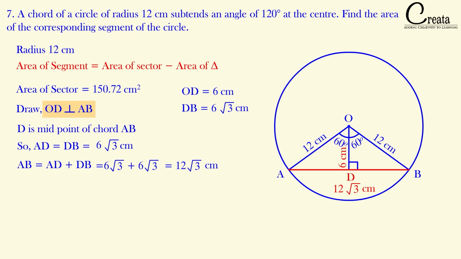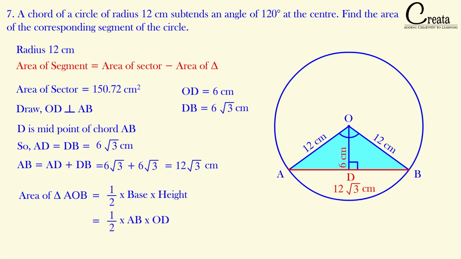So let's take the complete triangle OAB whose area we are calculating. And we know the area of a triangle is half into base into height. For this triangle, the base is AB, the chord AB, which we have just calculated as 12 root 3, and perpendicular is OD, which we have calculated as 6 centimeter. Let's solve it. We got area of the triangle AOB as 62.28 centimeter square.